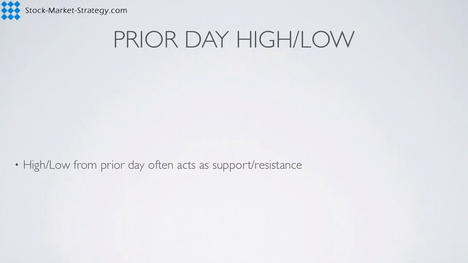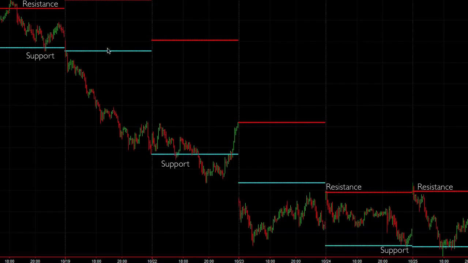Prior day high and low. Again, it works as support resistance, but best used for intraday trading. Let me show you a chart. Here you can see prior day's high and low. You can see how the prior day's high acts as resistance and here as support. Again, you can see how prior day low here acts a little bit like support. And it continues down here. So prior day high and low works as support resistance and is useful for intraday trading.